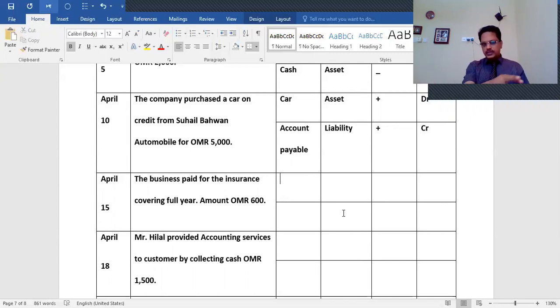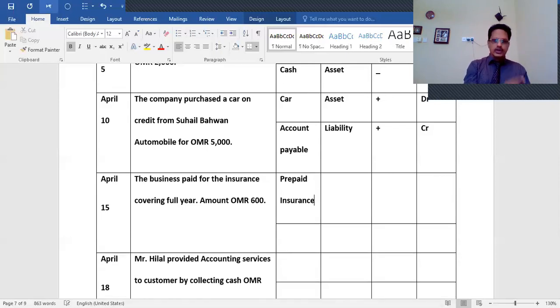Otherwise, if it is just insurance paid, the business paid insurance 600, you write insurance and cash. But in this case, you have to write prepaid insurance and cash, because cash is going out. So you can write two accounts, cash and prepaid insurance. Now, insurance only is an expense. But if the insurance is paid in advance, muqaddam, it is your asset, a current asset. No need to write current or fixed, it is asset.